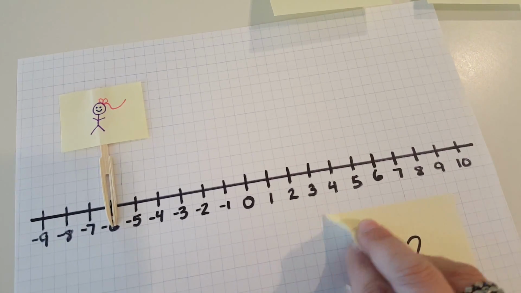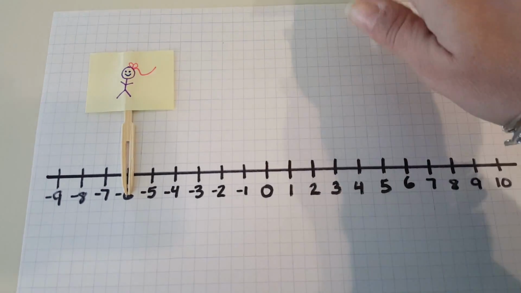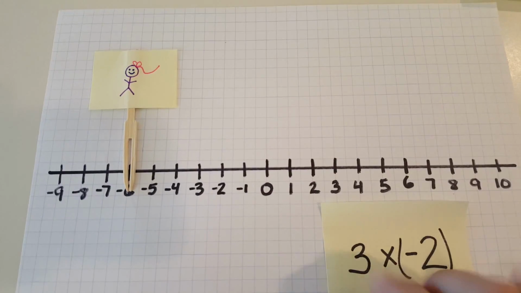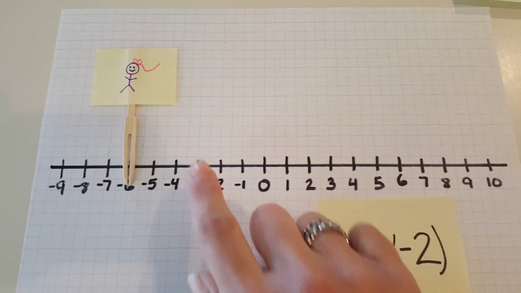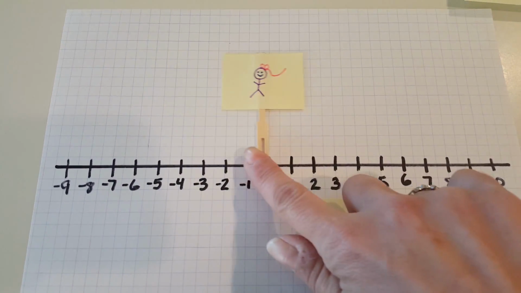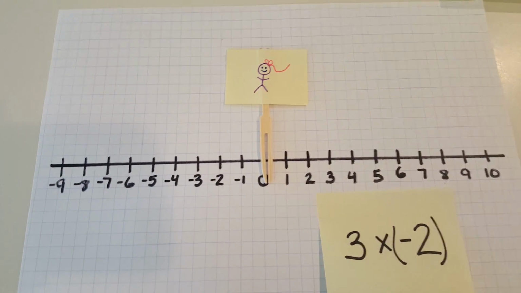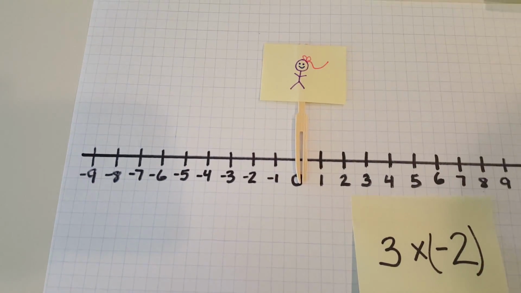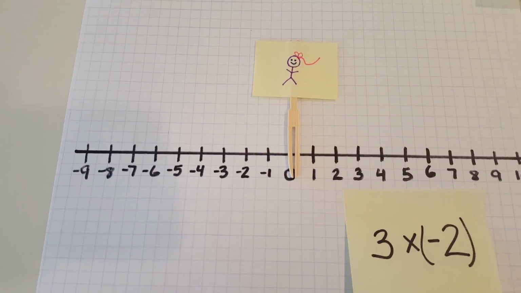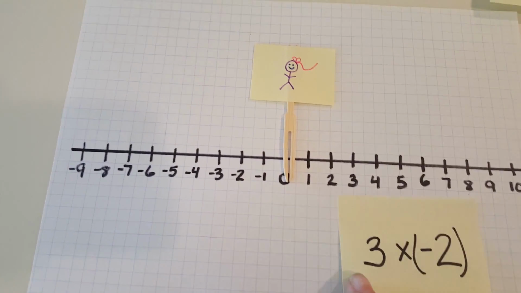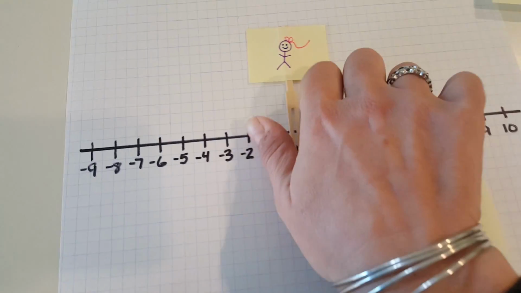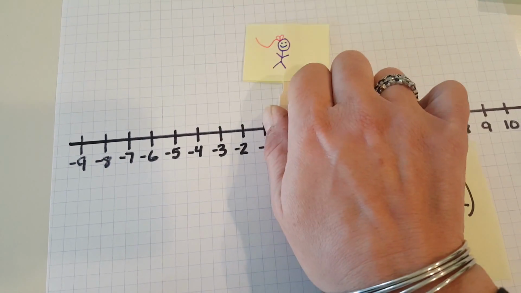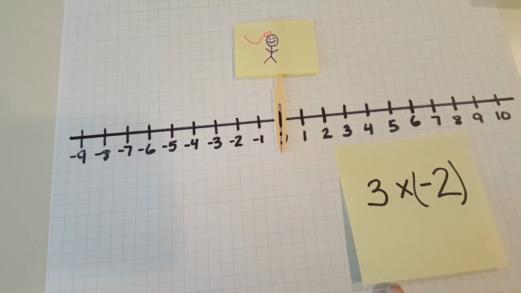This will also work if we switch the negative around, and we look at a problem like 3 times -2. So let's get our walking girl back to 0. Now remember, the first number tells us how many steps we're going to take. Well, my first number is positive. So I want my walking girl to be facing the positive side of the number line.